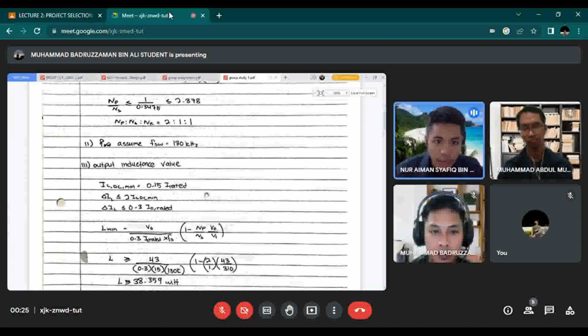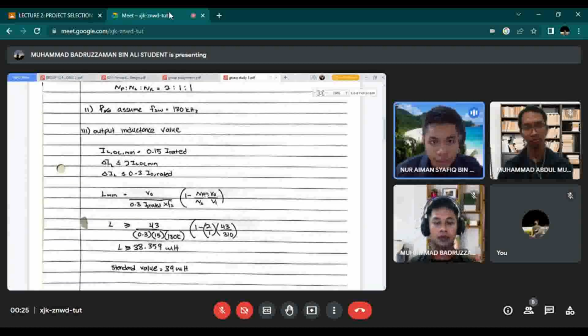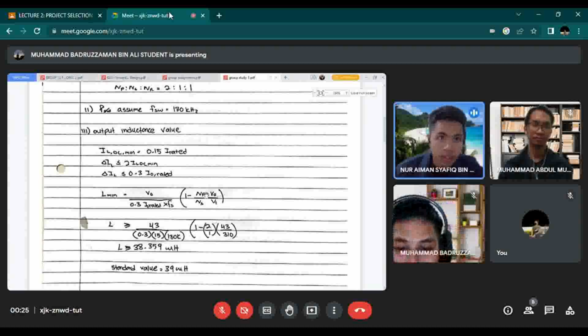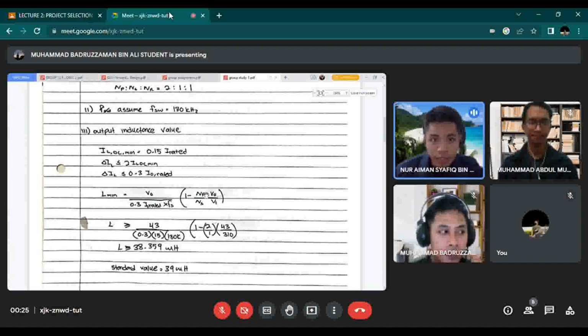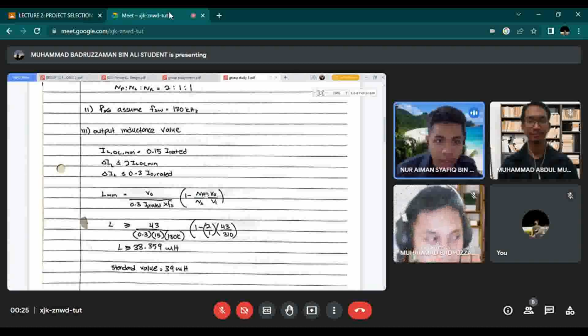And next, we assume the switching frequency equals 180 kilohertz. And for the output inductance value, IL DC minimum equals 0.15 I rated. This is because we decide the percentage of CCM 15%, and delta IL less than or equal to 2 IL DC minimum, and substitute the value. We got delta IL less than or equal to 0.3 I naught rated.